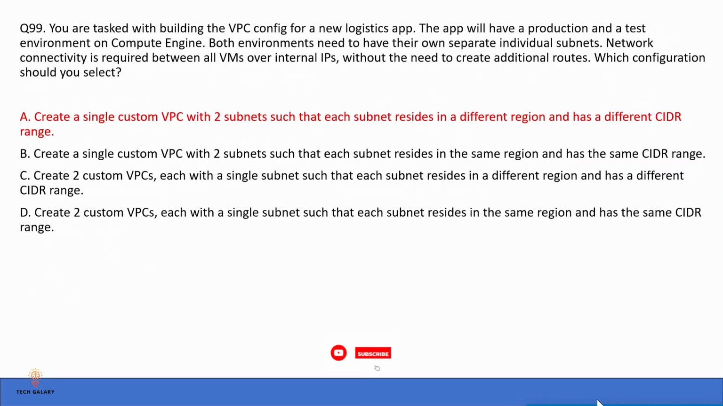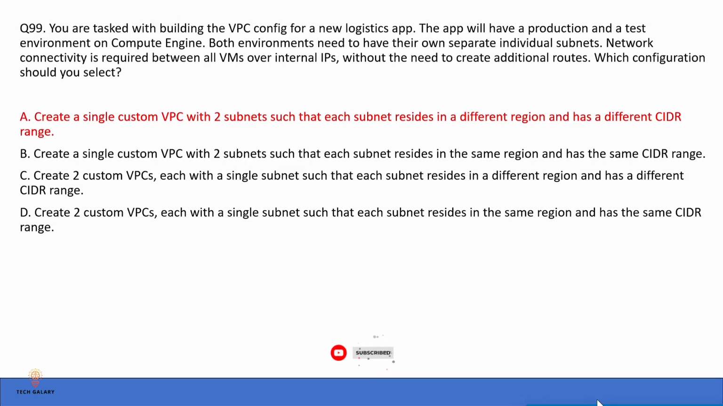Option B, create a single custom VPC with the two subnets such that each subnet resides in the same region and has the same CIDR range. Here you cannot create two subnets with the same CIDR range, so this option is not correct. Option C, create two custom VPCs each with a single subnet such that each subnet resides in a different region and has a different CIDR range. The requirement here specifies that both the environments must be in the same VPC. But option C is to create a subnet in a different region with a different CIDR range, so this contradicts our requirement. So this option is not correct.